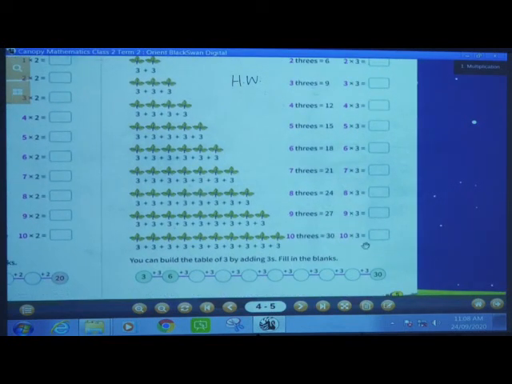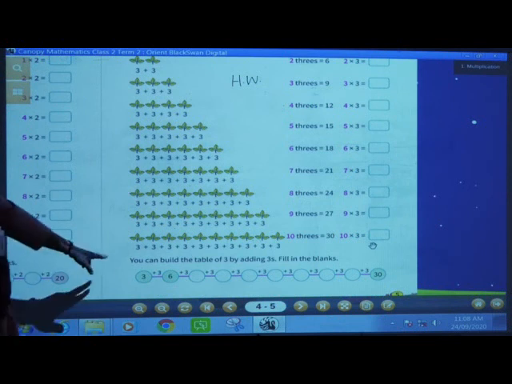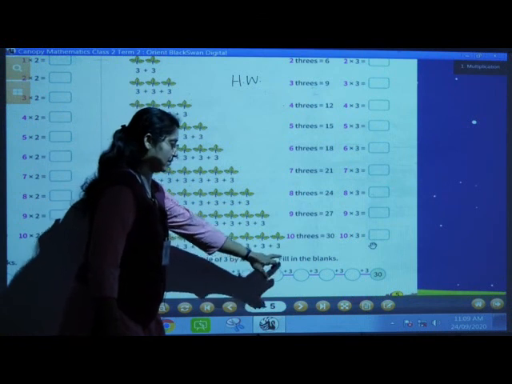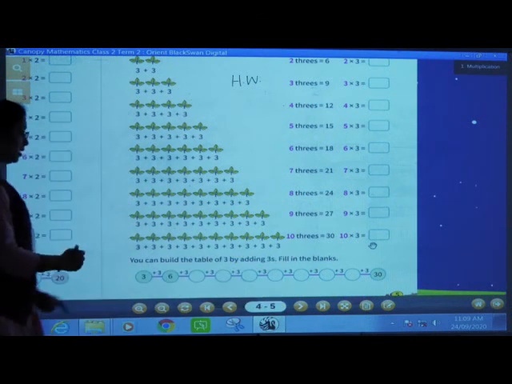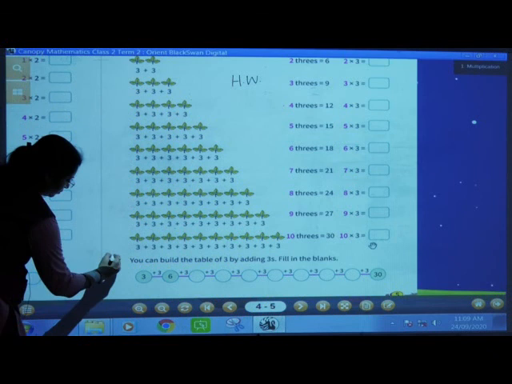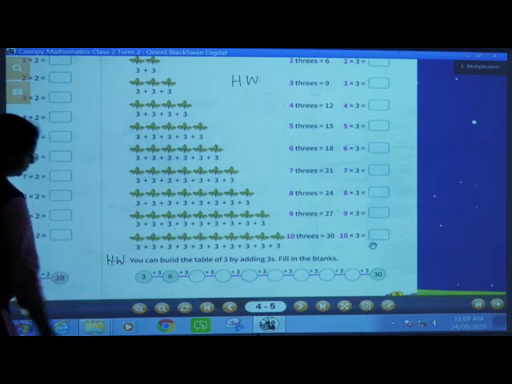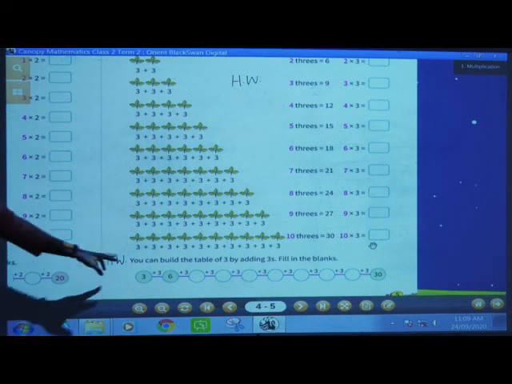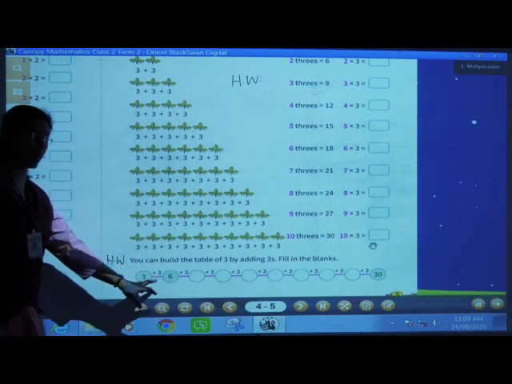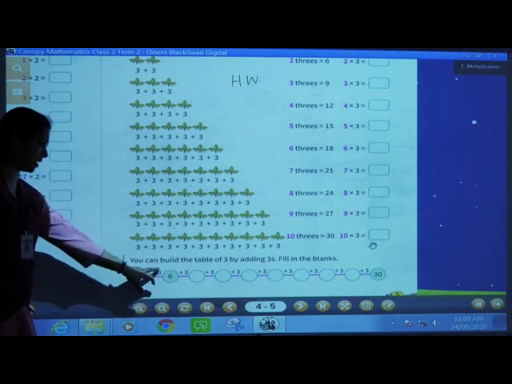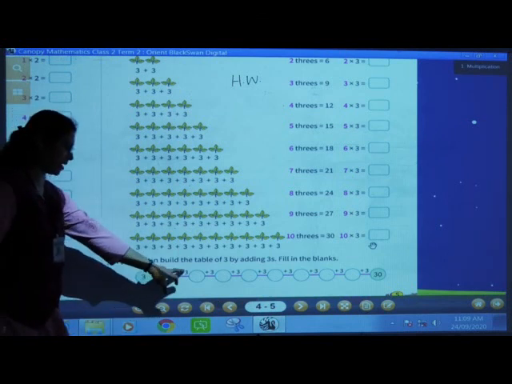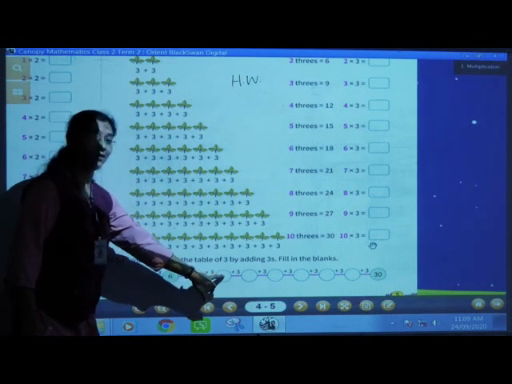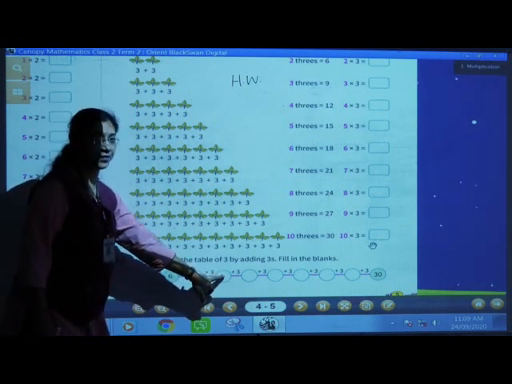And this also you have to do at your home. You can build the table of 3 by adding 3's. Fill in the blanks. This is also homework. If we add 3, we will get the table of 3. 3 plus 3 is 6. 6 plus 3, what? 9. 9 plus 3, after 9 you count 3 fingers.